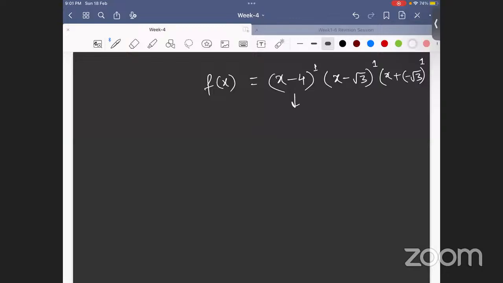Okay, so the first thing is how many repeated roots at 4, positive 4. How many roots of this polynomial have the value 4? The second one should be x plus root 3. The third one is x minus root 3. Yeah, correct. So the second and third factors are same.